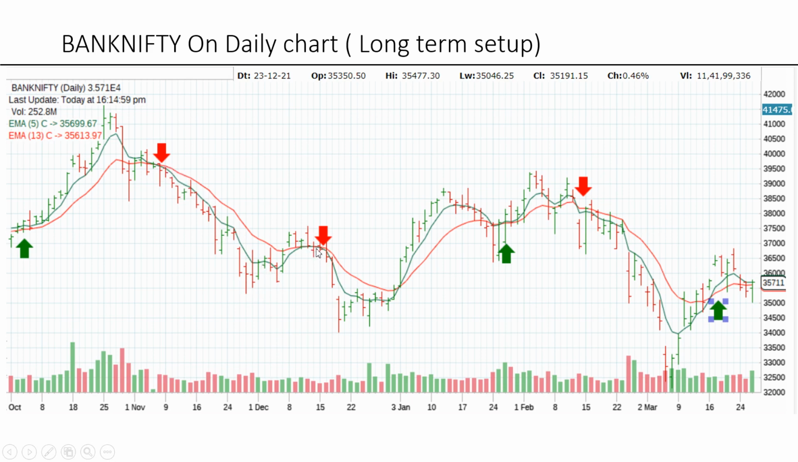Same way, this looks like around 1,500 points, and this one again looks like a sell around 38,000, and it came down all the way till 32,500. So almost a 5,000 point move on the losing side of Bank Nifty. Same way we see the gains also.